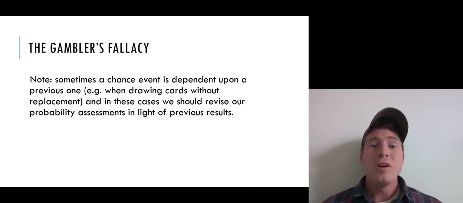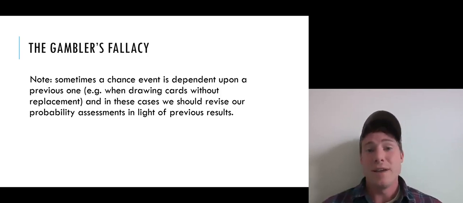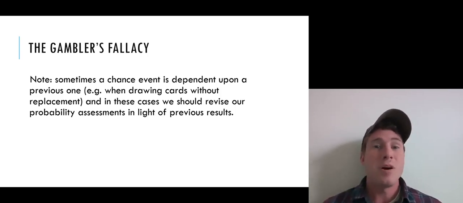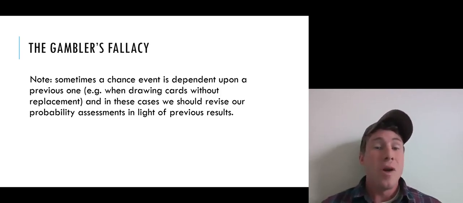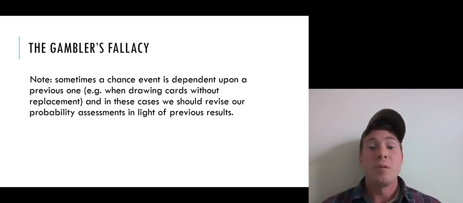Now it's important to note here that sometimes a chance event is dependent upon a previous one. So for example, this often happens in card games when we're drawing cards without replacement. I draw a red card from the deck. That ups the probability that I'm going to draw a black card next time, because now there's one less card in the deck. So in those sorts of cases, we should revise our probability assignments in light of previous results.